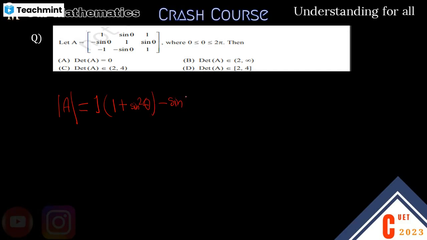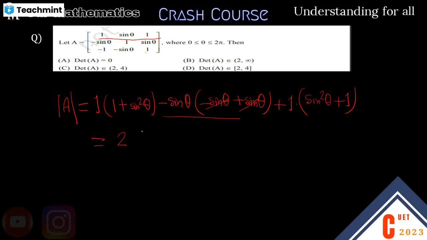Minus of sin theta. We expanded along the first row, then we get minus sin theta into 1, this is minus sin theta. Minus 1 into sin theta, that is plus sin theta. Next plus 1 into minus sin theta into minus sin theta, that is sin square theta. Minus 1 into 1 minus of minus 1 into 1, that is plus 1, so it becomes cancel 0. So these two cancel. What remains is 2 into 1 plus sin square theta.